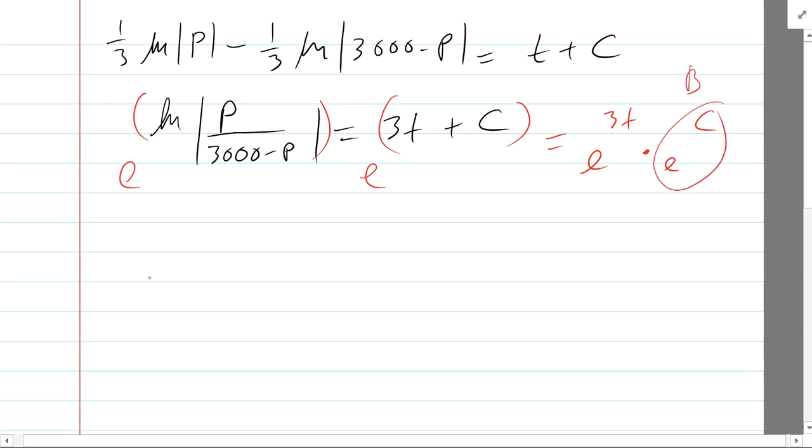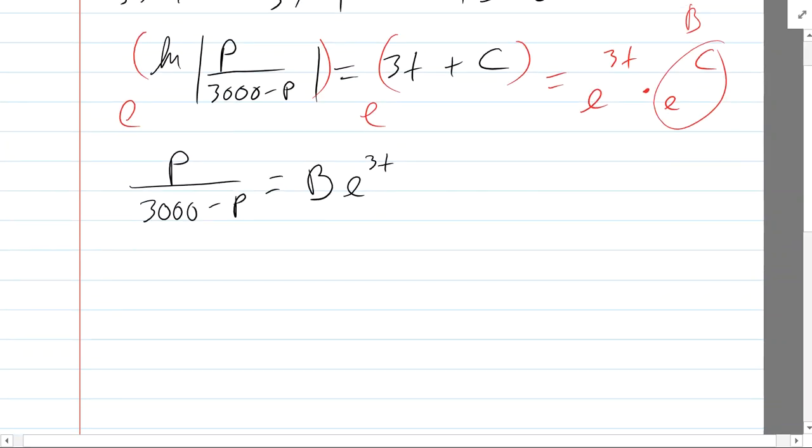All right, so where am I at? Absolute value of P over 3,000 minus P is equal to some constant B e to the 3t. I could have left it C, it doesn't really matter. Flip things. Why? Because I want to get this by itself. So I got 3,000 minus P over P equals, so it's a new B, just 1 over the last B, e to the negative 3t.